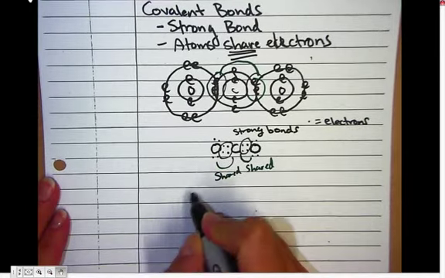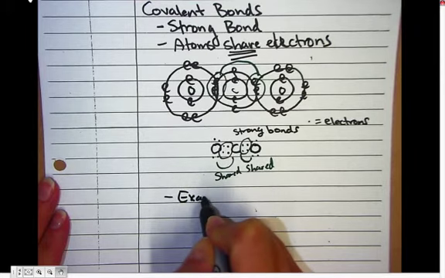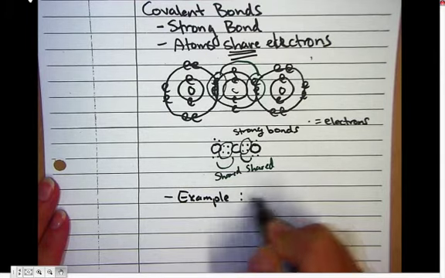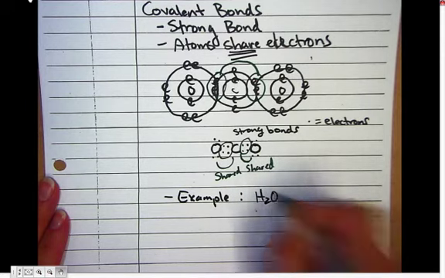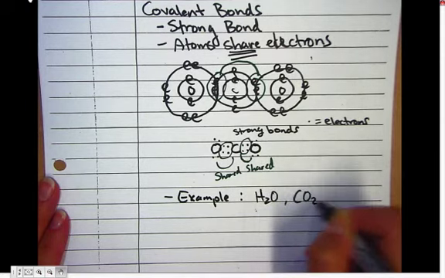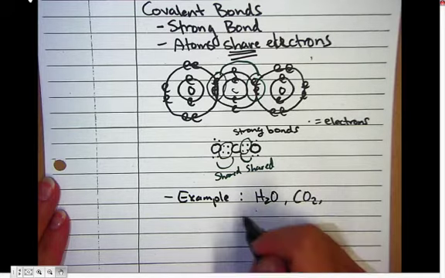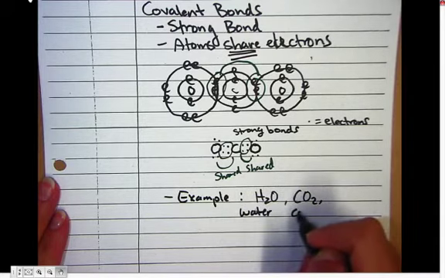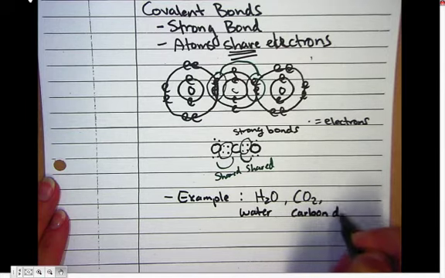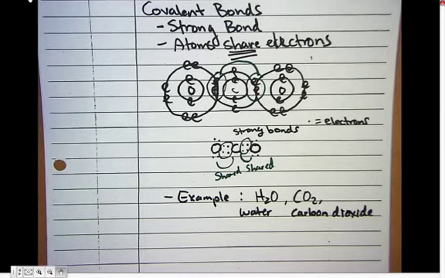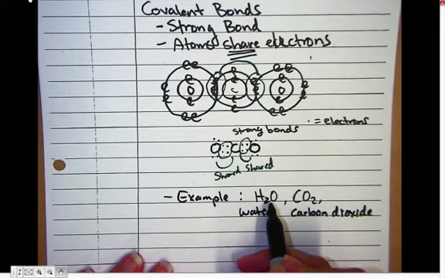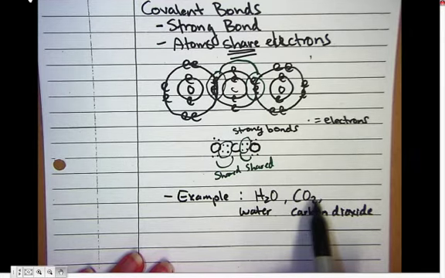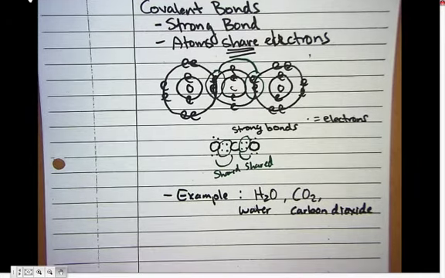And we see covalent bonds holding water together, carbon dioxide. So this is water. This is carbon dioxide. And those are covalent bonds because they are very strong. The O's and the H's get held together by a covalent bond, and the carbon and the oxygen get held together by a covalent bond.